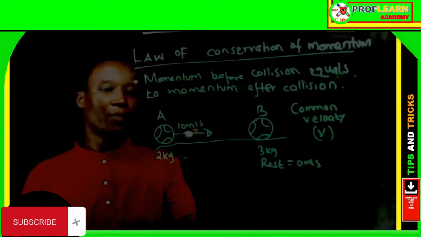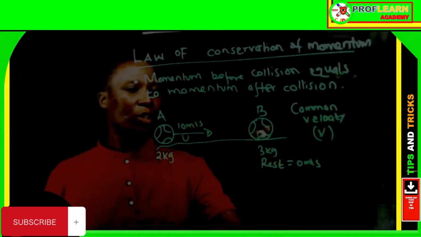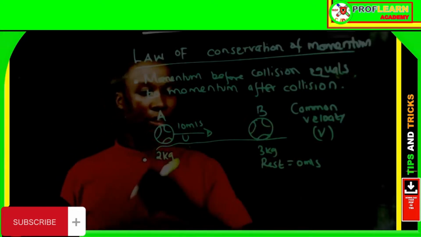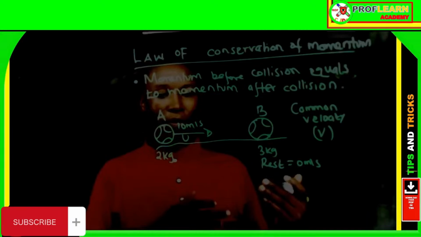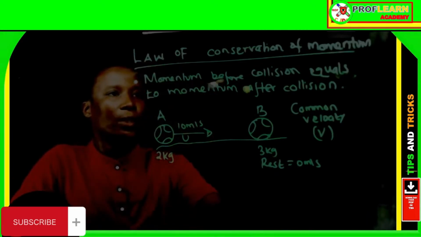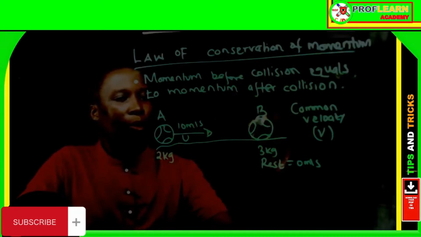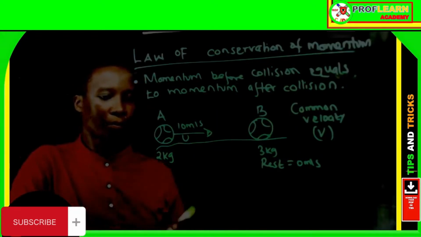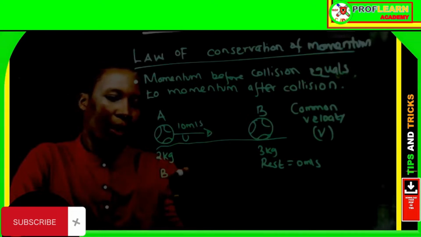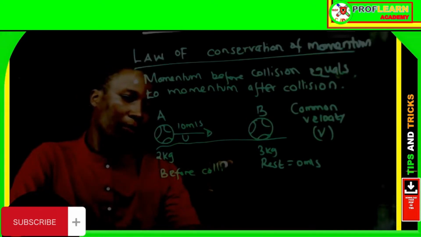Initially, the velocity of this is u, 10 meters per second, and the initial velocity of this one is 0. But when they collide, they will start moving together. Now let us use the law of conservation of momentum. It states momentum before collision should be equal to momentum after collision. Now, let us work out momentum before collision.